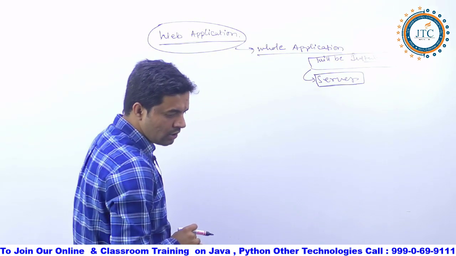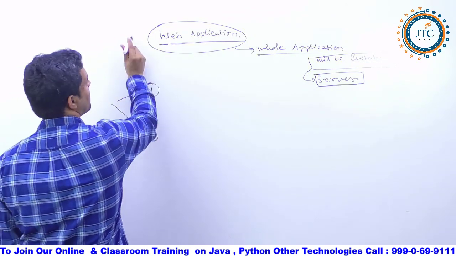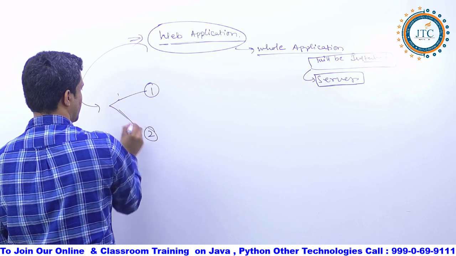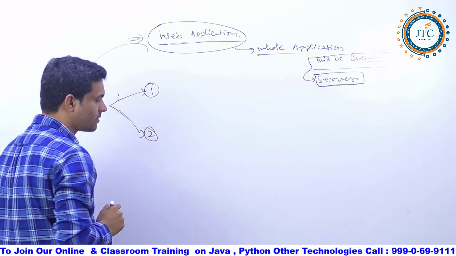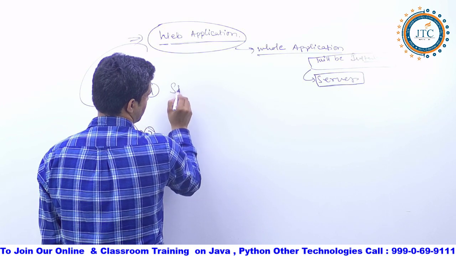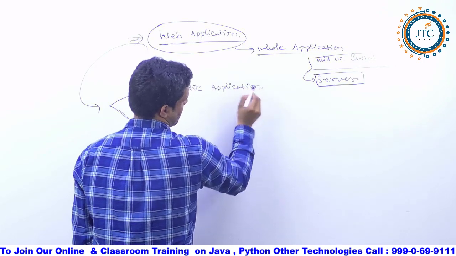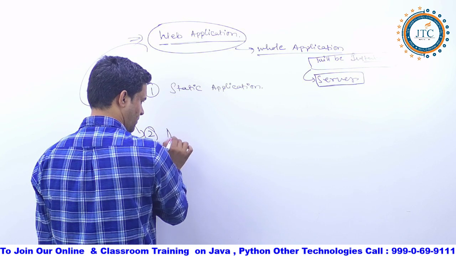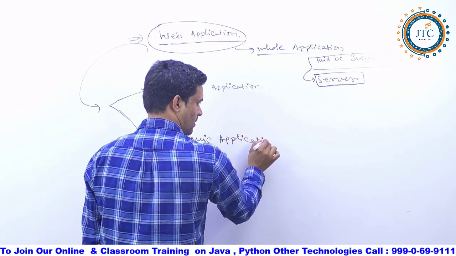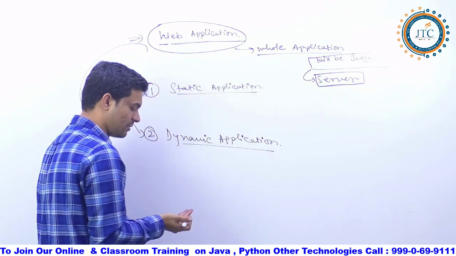Fine. So in this also, two types of basic applications we will get when I am developing this web-based application. In this also, two major categories of applications we are getting here. The one which I am saying here is, which one now? Static application, and the second one is the dynamic application.